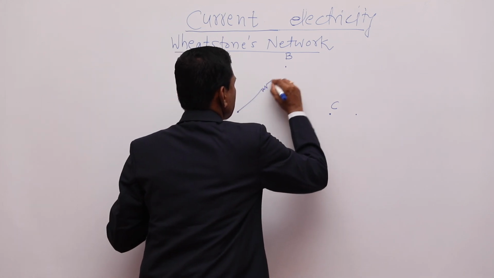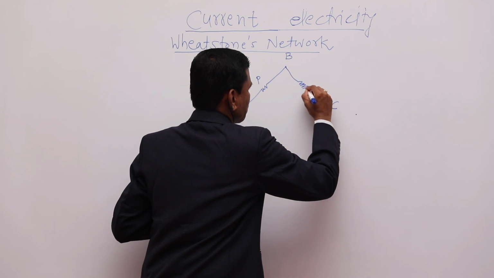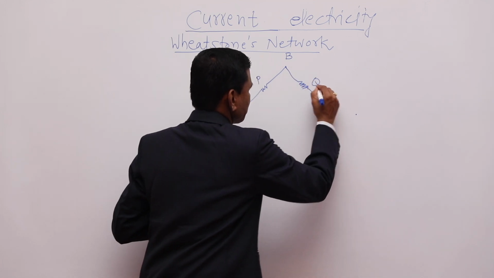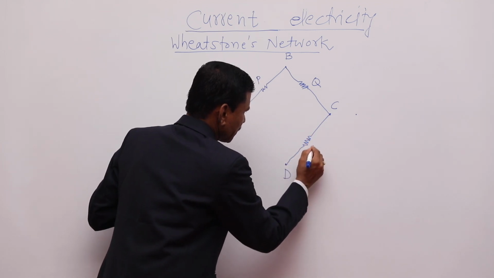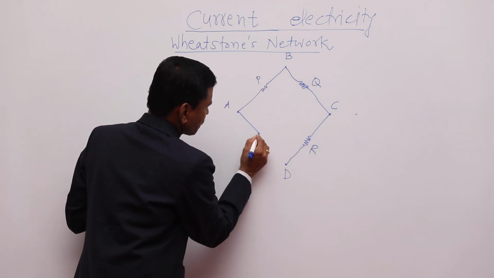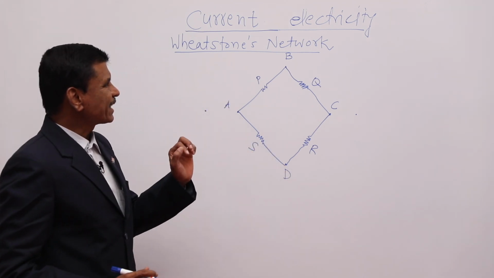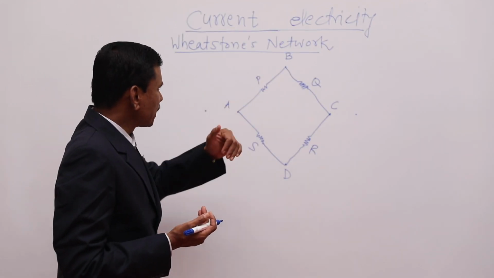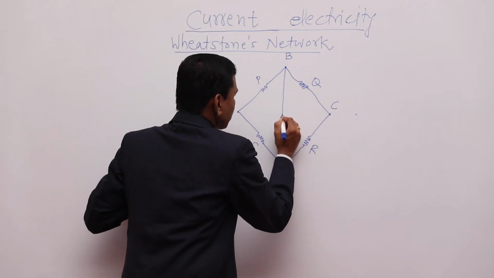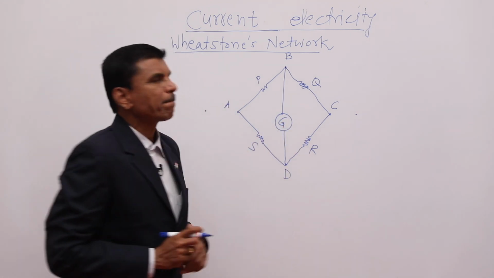See, the P resistance is here, the Q resistance is between points B and C, the R resistance is from C to D, and the S resistance is from A to D. So he has connected 4 resistances P, Q, R, S between points A, B, C, D. He connected a galvanometer between points B and D.